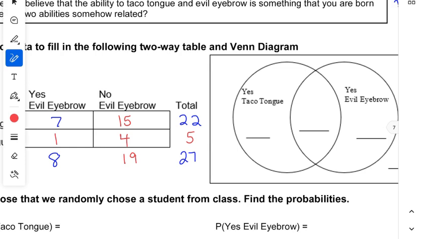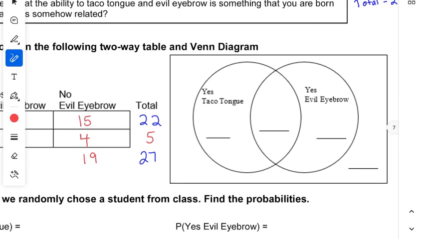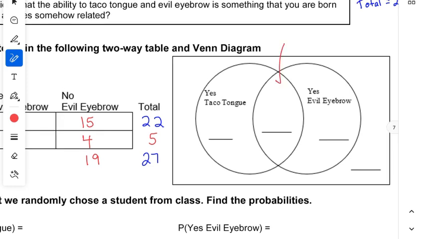Whenever you have a Venn diagram, one circle represents yes, taco tongue, the other represents evil eyebrow, yes. And then the rectangle around is the total set. So that would be all of our students in the classes. So you always start with the overlap. The overlap means both. So this is how you start from a two-way table to a Venn diagram. We're going to start there. So that is the both. The evil eyebrow and taco tongue.